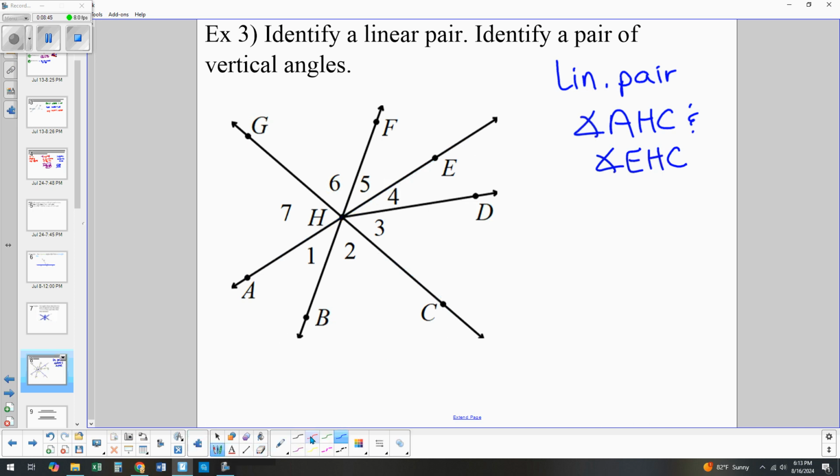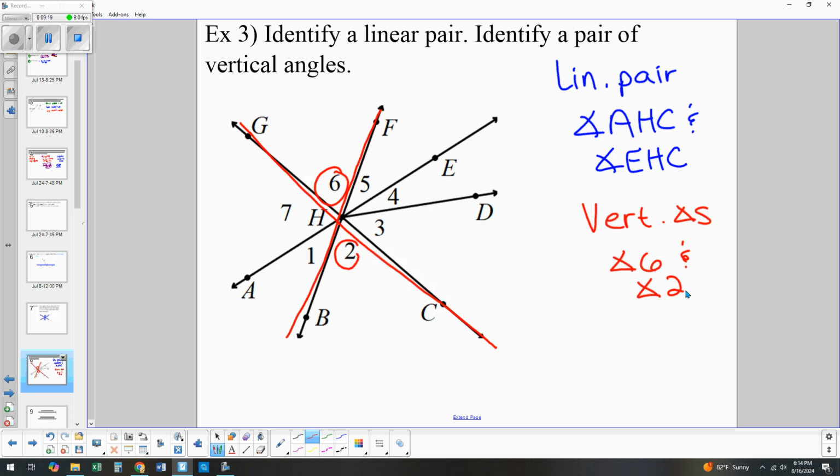As for our vertical angles, I can draw two completely intersecting lines. The only line I wouldn't choose is DH, because it cannot continue past it, so I'm not going to use that as one of my intersecting lines. So let's say I took this line here and this line here. I can see that 6 and 2 are opposite each other, formed by these intersecting lines. So I can say angle 6 and angle 2. If you want to name them by the letters instead, that is fine, but any chance I get to name an angle by a number or a single letter, I will take it.